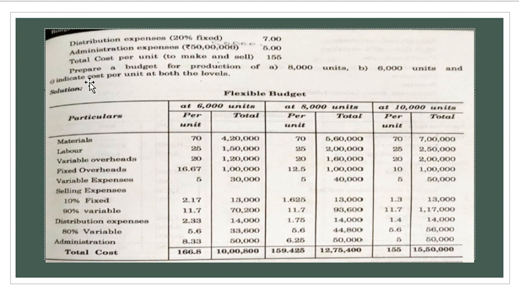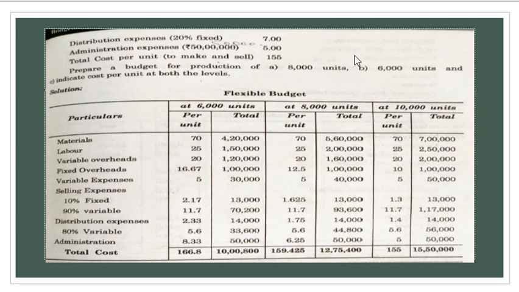So for 50,000 administration expenses, the full 50,000 is fixed. We need to find out what the cost per unit is for that 50,000. So total cost per unit to make and sell is 155. Prepare a budget for production of 8,000 units and 6,000 units, and indicate cost per unit at both levels. So now we will prepare the flexible budget. Particulars: 6,000 units, 8,000 units, and 10,000 units.